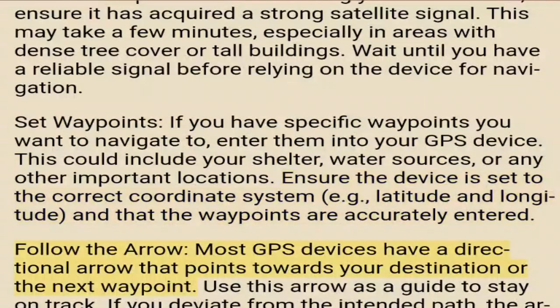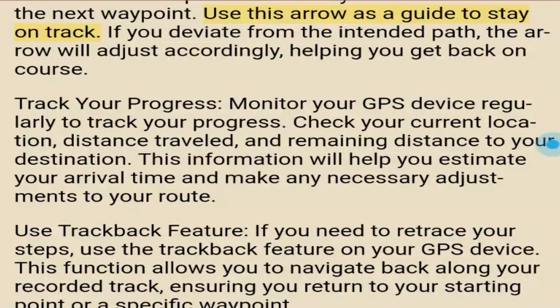entered. Follow the arrow. Most GPS devices have a directional arrow that points towards your destination or the next waypoint. Use this arrow as a guide to stay on track. If you deviate from the intended path, the arrow will adjust accordingly, helping you get back on course.